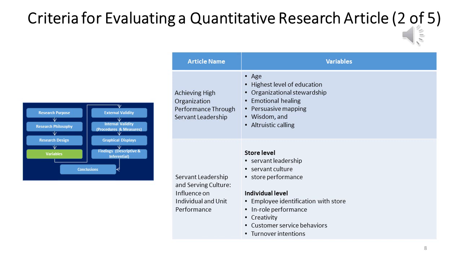And on the servant leadership and serving culture influence on individual and unit performance, the variables were also very clearly defined, and they were separated into 2 sections, one on the store level for servant leadership, servant culture, and store performance, and then on the individual level for employee identification with store, in-role performance, creativity, customer service behaviors, and turnover intentions. So both articles did a very good job in articulating the variables that were going to be tested.